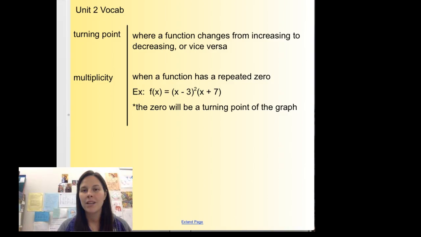Multiplicity is simply when a zero is a turning point. If the zero repeats, for example, this zero here happens twice, so that would be a turning point for the graph. Whereas this zero that only occurs once, the graph would cut through the x-axis. And we'll see both examples as we look at our problems for today.